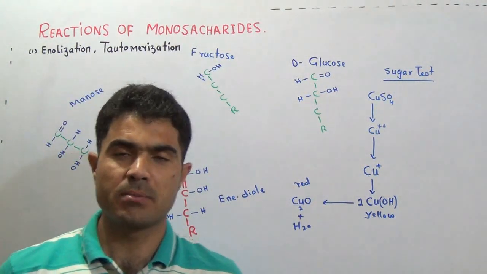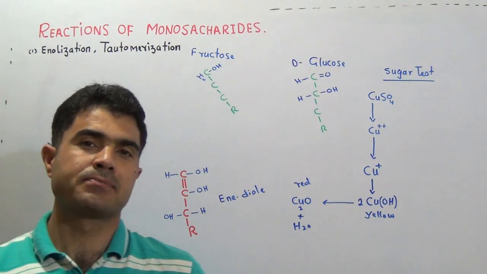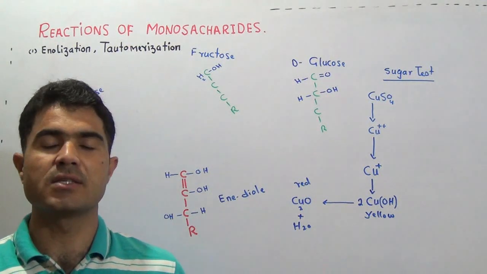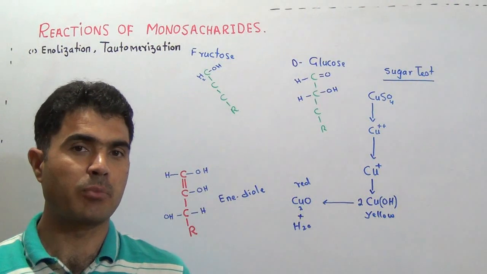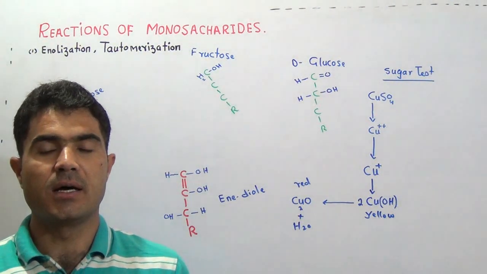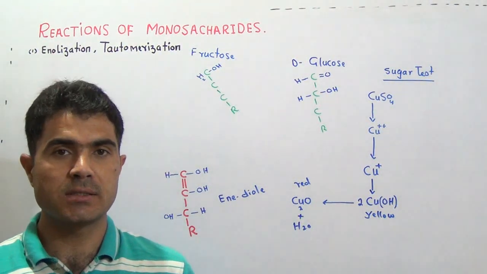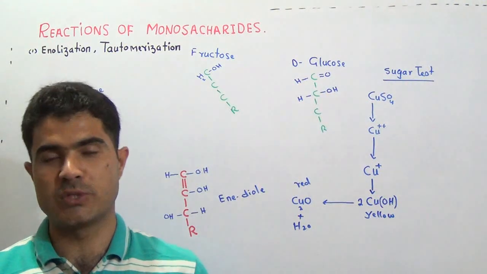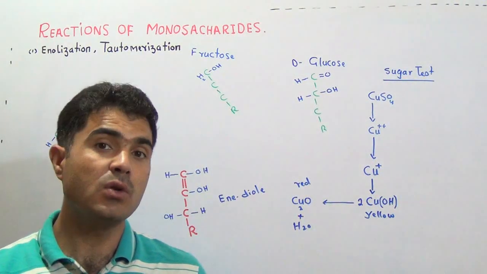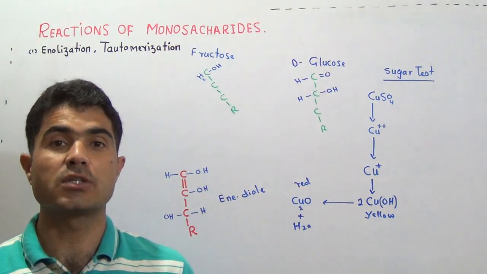Today, I brought the topic from biochemistry, the properties of monosaccharides. This will be the third lecture on the properties of monosaccharides. Today, we will discuss some of the reactions of monosaccharides, like enolization or tautomerization.